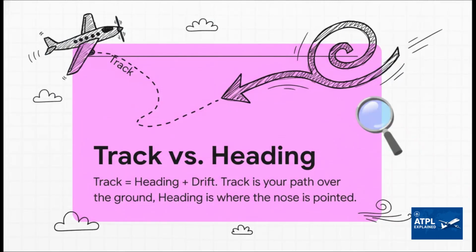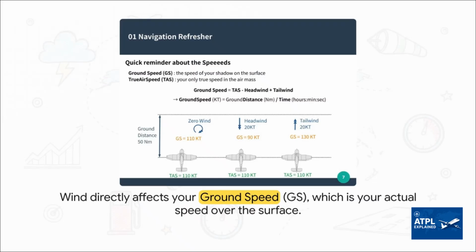And that brings us to a really key distinction. Heading versus track. Your heading is just where the aircraft's nose is pointed. Simple. But your track is the actual path you're carving out over the ground. And that difference between them, well, that's called drift, and it's all thanks to the wind. So you could be holding a constant true airspeed, your TAS, of 110 knots. But a 20-knot headwind is going to slow your ground speed down to 90 knots. On the flip side, a 20-knot tailwind will boost it up to 130 knots. Your ETA, your arrival time, depends completely on that ground speed.